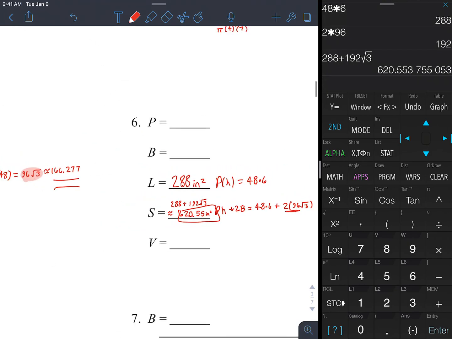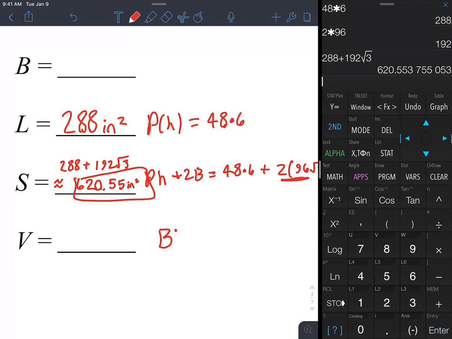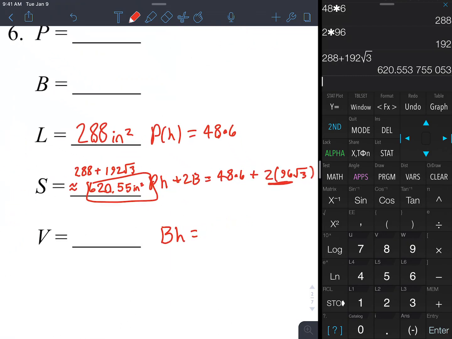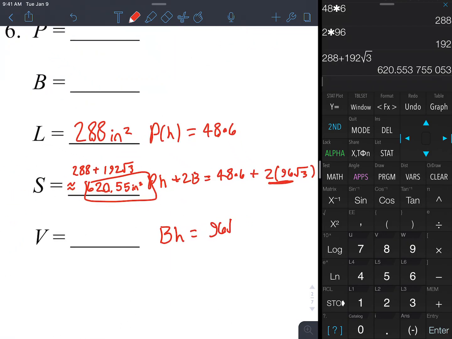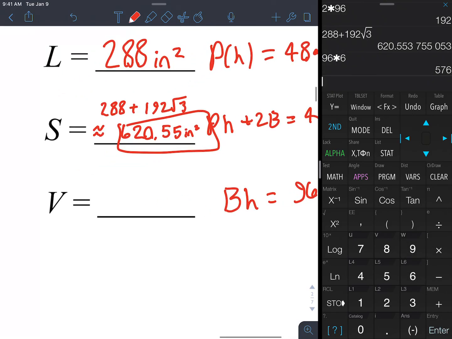Okay, and then if you want to go and do your volume, volume's pretty straightforward because that's just big B times H. Okay, so in our case, that's, what was it, 96? Yeah, 96 square root of 3, and then times the height, which was 6. And what I'm going to do is just do 96 times 6, and then I'll just attach the square root of 3. So that's 576 square root of 3.